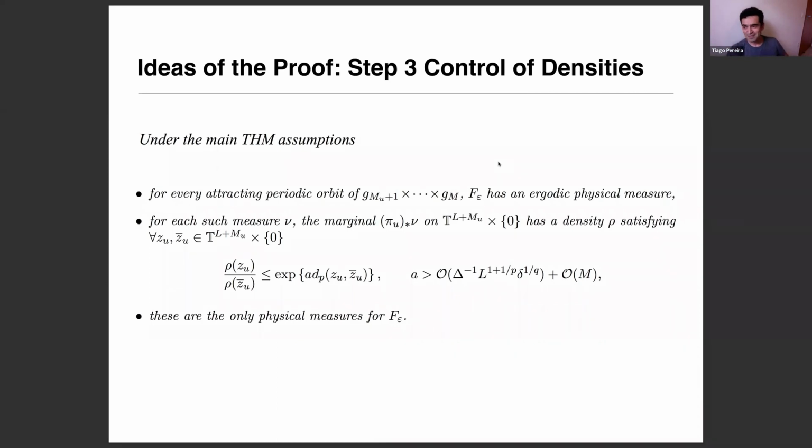So under some assumptions that I'm not discussing because they're too big, the idea is the following. If you take the reduced system, and this reduced system has attracting periodic orbits, then you can prove that for the truncated system, for each periodic orbit which is attracting from the reduced one, you have an ergodic physical measure. If you project the ergodic physical measure to the unstable manifold, or to the unstable direction, then you get a log-Hölder density. And these are the only physical measures that this truncated system has.